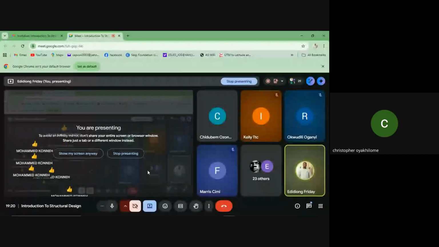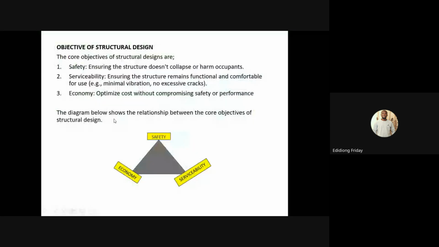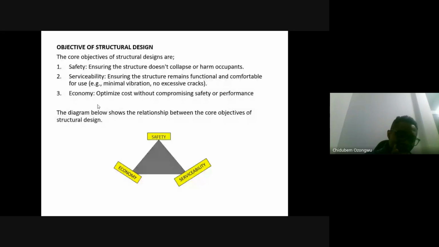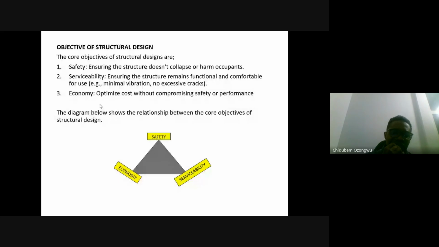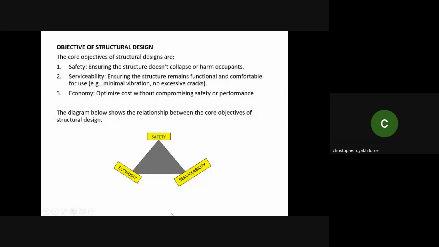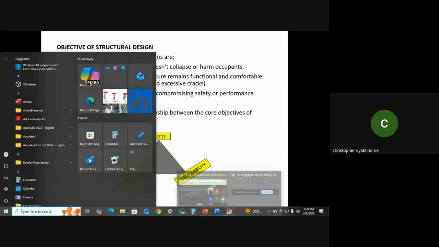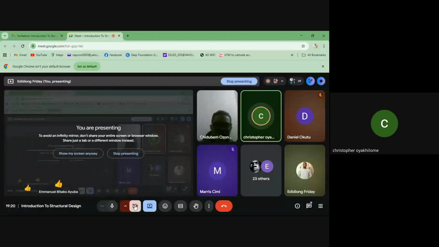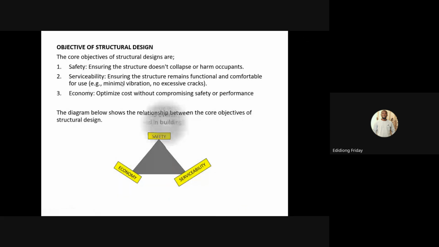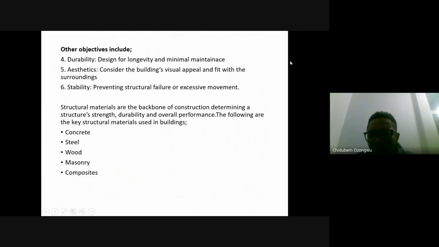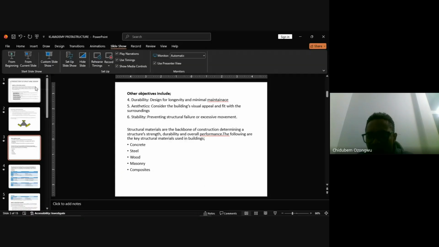Okay. So the objectives of structural design, like I said, we have three core objectives. Engineer Edidion, can you go back a bit? Towards the bottom of the last slide. That was where we lost. Okay.